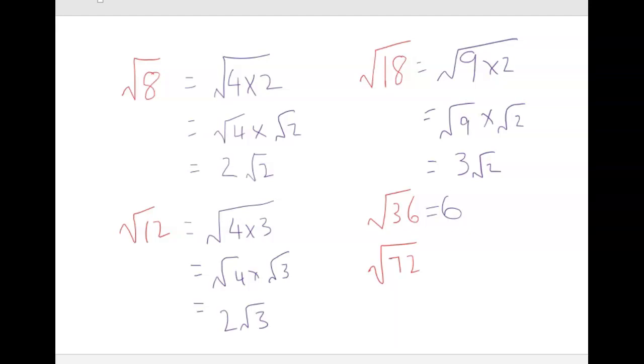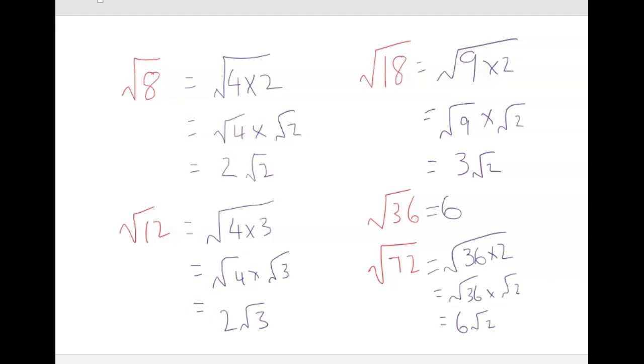You can simplify it using 9, but 36 is the highest. So I'm going to show you different ways, just in case you didn't do the highest. So let's do 36 first. So 36 times 2, separate them out. And we've got 6 root 2.